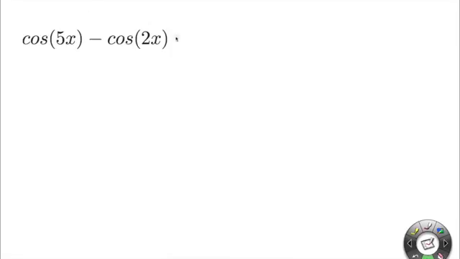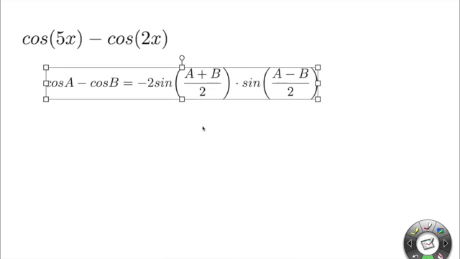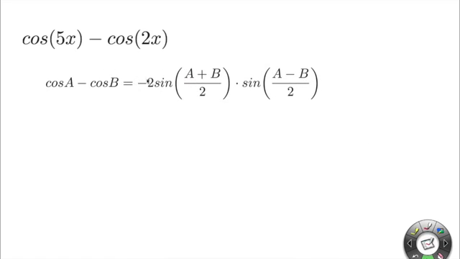Alright, in that same group of product to sum, sum to product, this is considered a sum to product, where we have cosine of one angle minus cosine of another angle. So the formula we're going to use here is this one. And it's the ugliest one out of all of them because of this negative sign in front. It's the only one that has it.